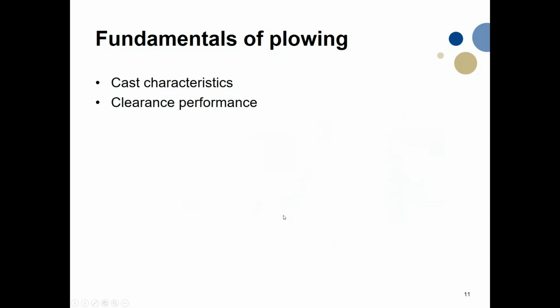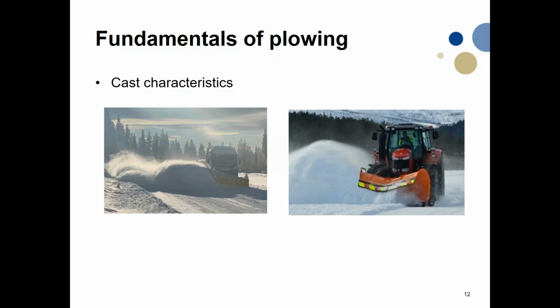A plow needs to do a lot of things, but the two key performances of a plow are the cast, where it has to accelerate and cast the snow to the side, and how it casts the snow is dependent on the plow's design. And the second one is the clearance performance: how much percent of the snow in front of the plow is actually removed when the plow is driving over it, and how much percent is slipping under.